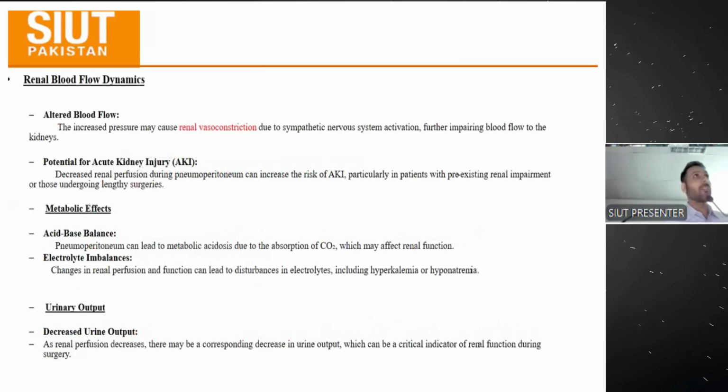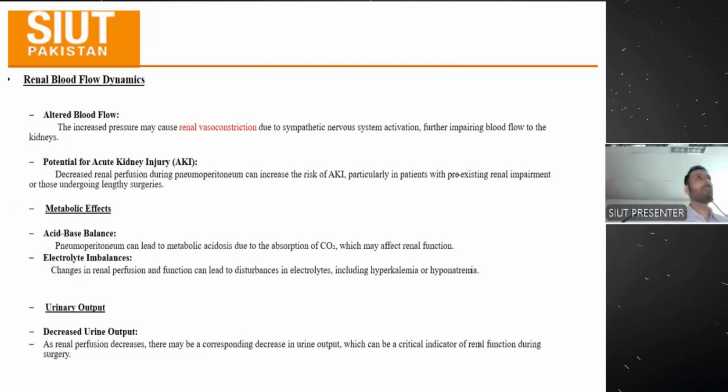The other important thing that happens during the procedure is the renal blood flow dynamics. What happens? Because of the increased intra-abdominal pressure, there is altered blood flow to the kidneys. There is renal vasoconstriction because of the increased sympathetic nervous system activation, which further impairs the blood flow to the kidneys, which potentiates acute kidney injury, which can happen post-operatively as well. You might have seen a lot of patients having increased creatinine levels post-laparoscopic surgery, and this is mostly because of that.